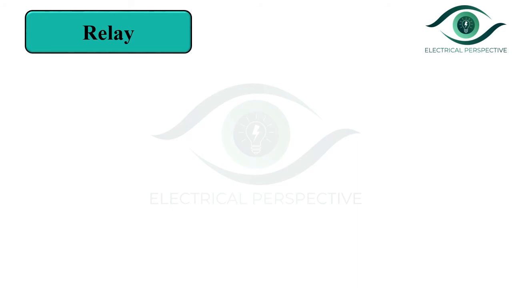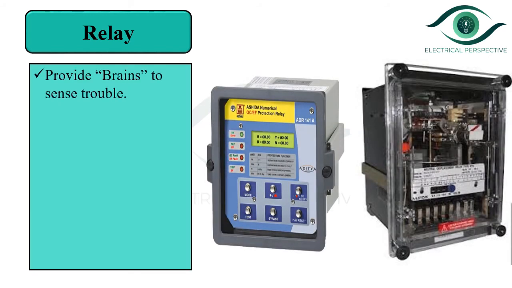Another component is the relay. The protective relay provides the brain to sense the trouble, or you can say to sense the fault or abnormal condition. The relay detects the fault or abnormal condition in an electrical circuit by constantly measuring the electrical quantities with the help of CTs and PTs. So, input to the relay is nothing but the outputs of CTs and the PT.